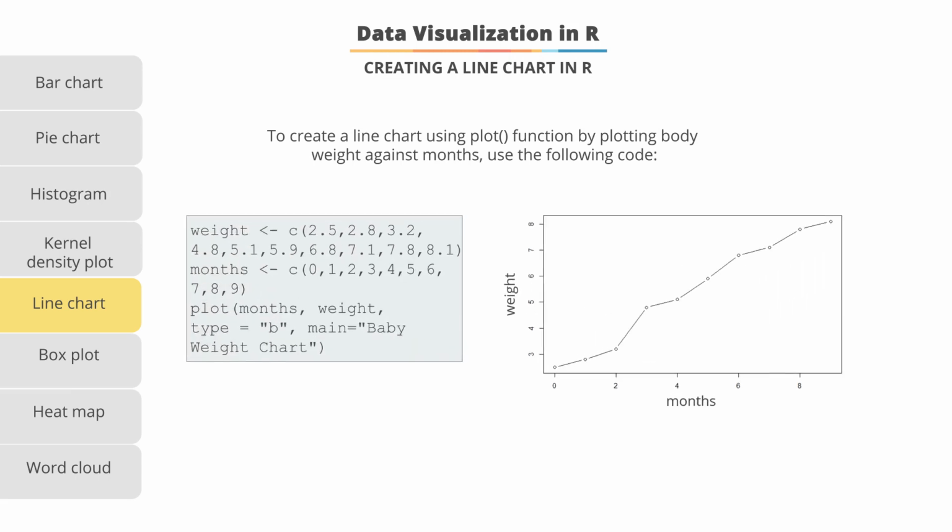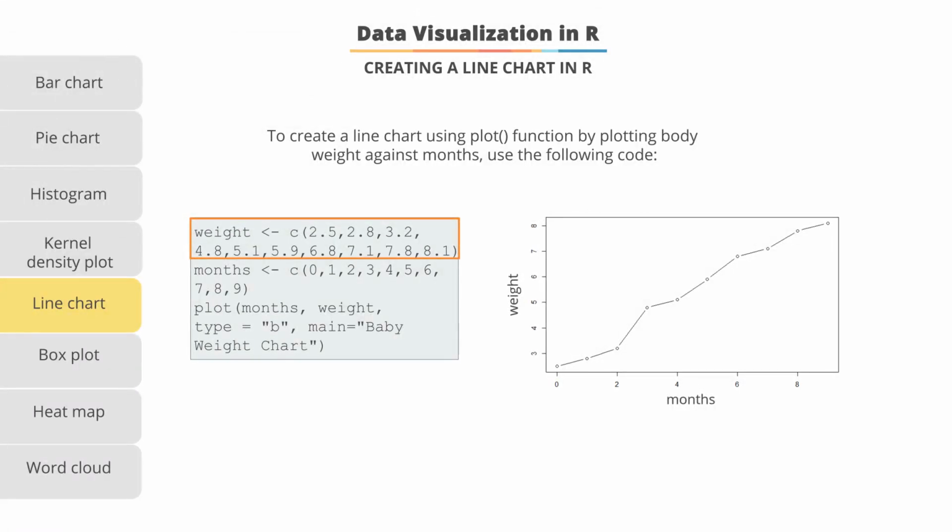So we create a vector called weight, and we have these different values within it, from 2.5 to 8.1 at the end. And we have our months vector starting at 0 going through 9. And so what we're wanting to do is plot the months by weight. Now the type is a function that allows you to visualize the data in different ways. So with this type, you can see that they're dashed lines with circles, but you can have connected lines, dotted lines, etc. There's a variety of ways that you can manipulate that type.